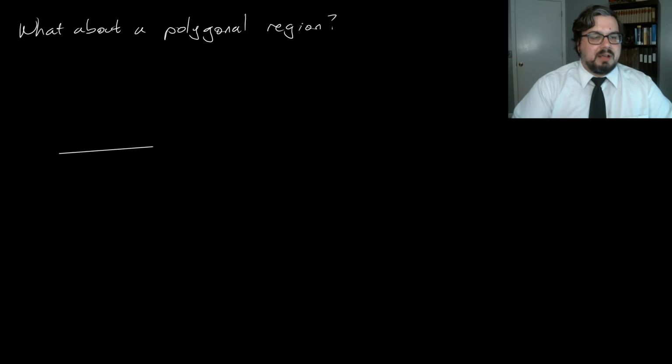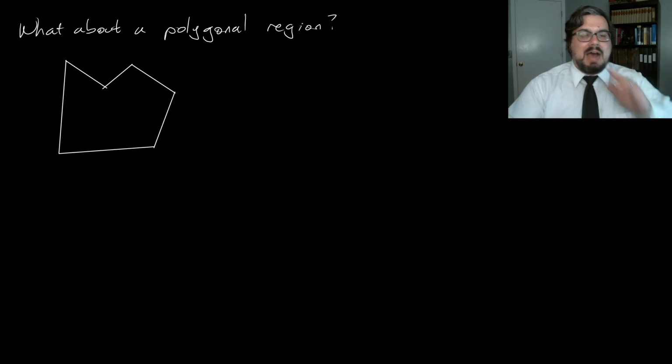Let's say that we've got some polygonal region that looks like this, maybe. And we want to say, all right, well, how do we find the area of this? How do we define the area of a region like this? Well, the one thing we know about polygonal regions is that they can be written as the union of triangular regions. Every polygonal region, by definition, has a triangularization.